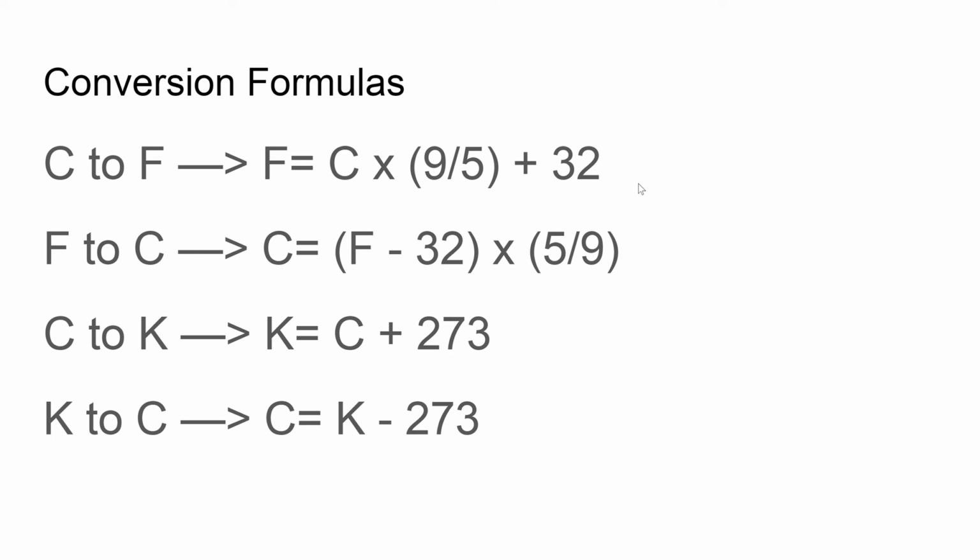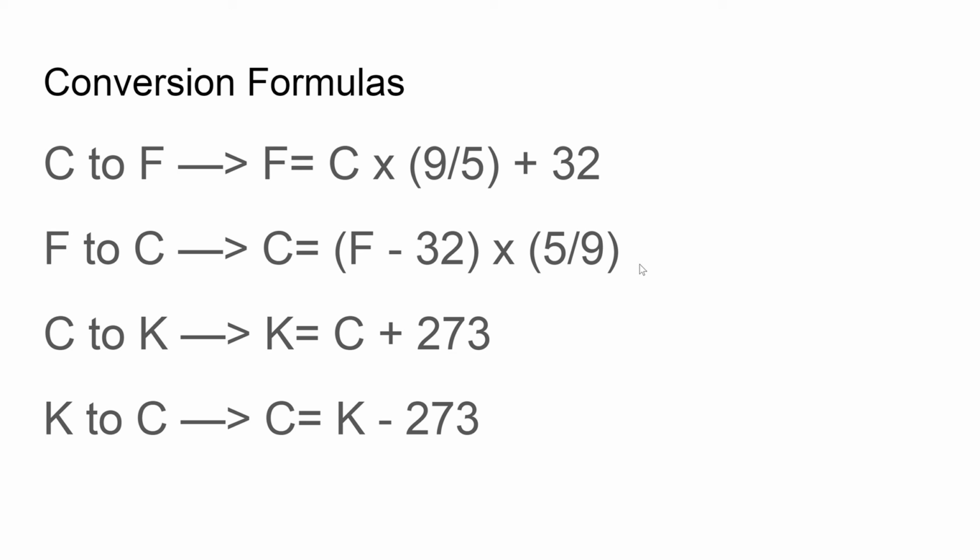Now, PEMDAS, order of operations, you guys know that you have to do the parentheses first, then exponents, multiplication, and so on and so forth. So you do your parentheses first. 9 divided by 5 is 1.8 approximately. So you would multiply your Celsius times 1.8 plus 32, and you'll get your answer.